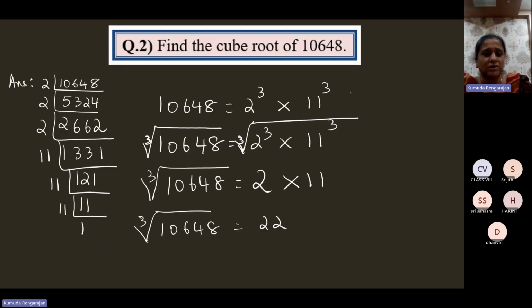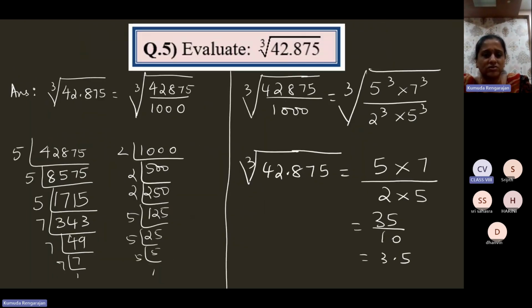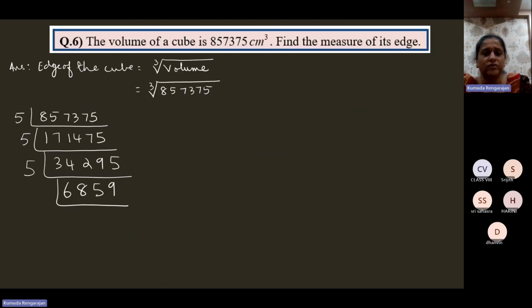1 second. I might have typed the number incorrectly. Just a minute. Please wait. 857375. Let me just check. 857375. Yes, ma'am.